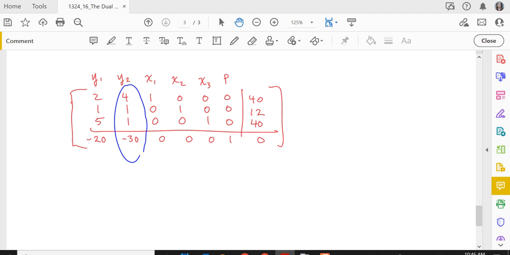To find the pivot row, I'm going to do 40 divided by 4, which is 10, 12 divided by 1, which is 12, and 40 divided by 1, which is 40. What's the smallest number? 10. So row 1 is my pivot row.